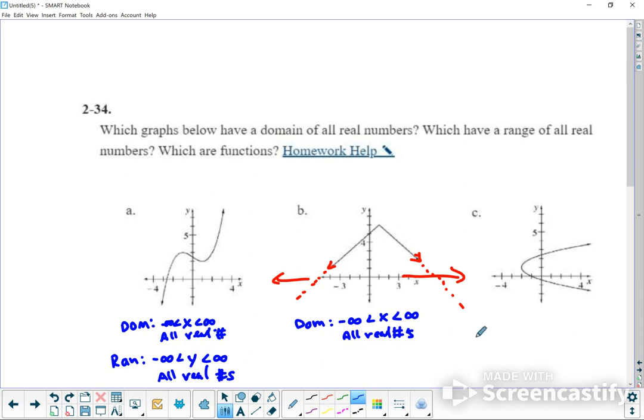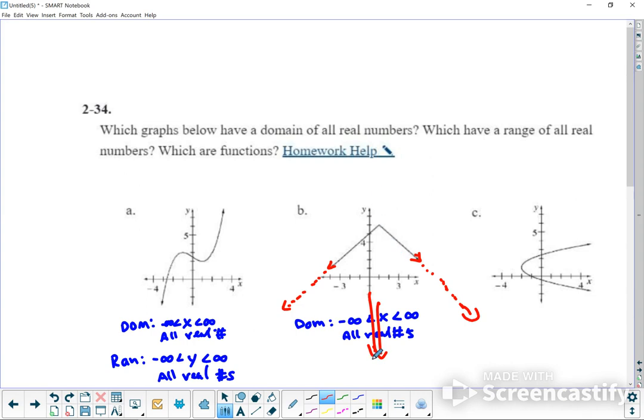The range on this one, you see how the arrow keeps going in that direction? It's going to keep going down, and this one is going to keep going down too. But it doesn't keep going up. So because it keeps going down, it's going to go all the way down here, and all the way down here, but it doesn't go all the way up. So the range is not all real numbers.